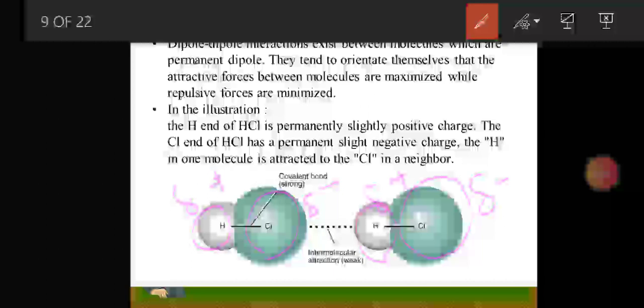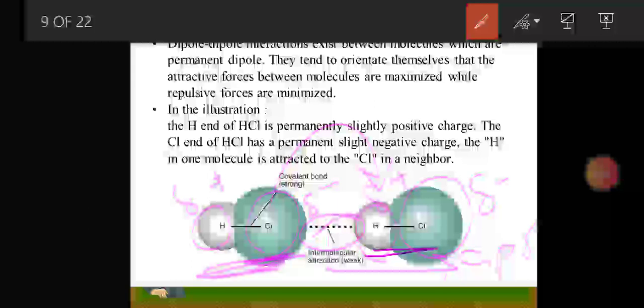Now the partial negative end of one molecule gets attracted towards the partial positive end of another molecule, and the forces of attraction generated between them are called dipole-dipole interactions, because, as you can see, two poles have been generated, dipoles have been formed, and the forces of attraction holding these two poles of neighboring molecules together are said to be dipole-dipole interactions.